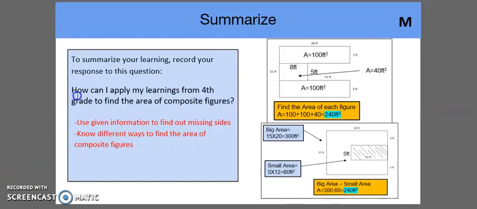Okay, so in conclusion, how can I apply my learnings from 4th grade to find the area of composite figures? First, we want to use given information to find out missing sides, and know different ways to find the area of composite figures. Hope this was helpful, and have a great day.